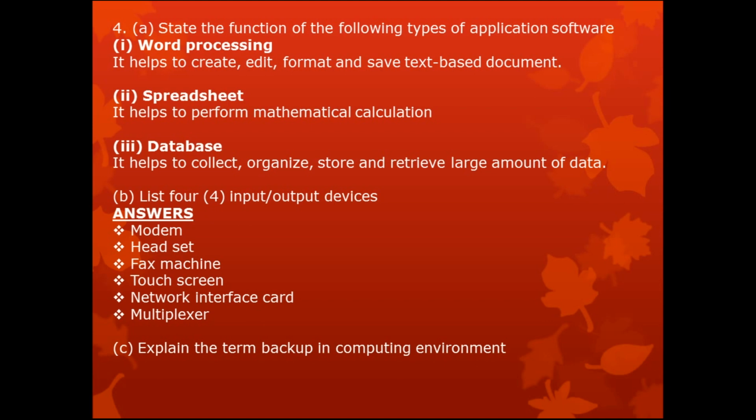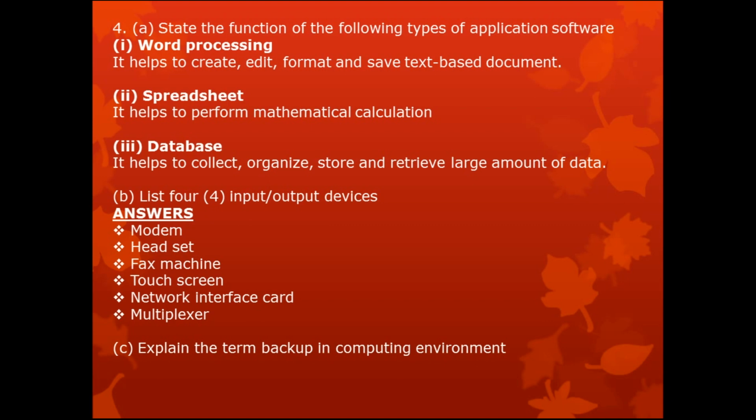Then we have the next one, which also serves as input and output, which is the headset. We have the fax machine. We have the touch screen. The touch screen can be our mobile phone or tablet, where we input data and then view it on the screen. So it serves as input and output. Then we have the network interface card and the multiplexer. They all serve as both input and output devices.